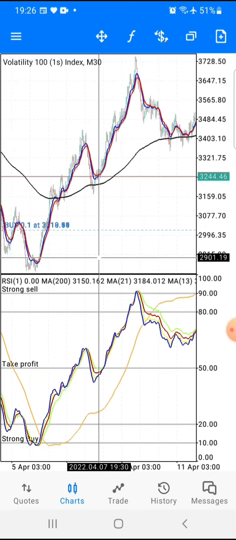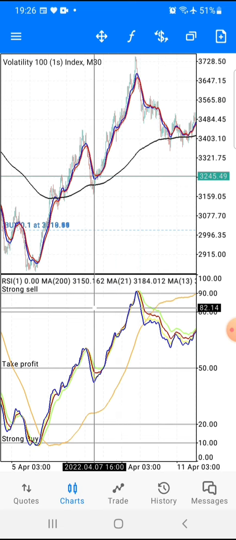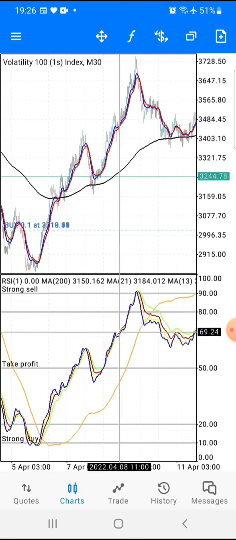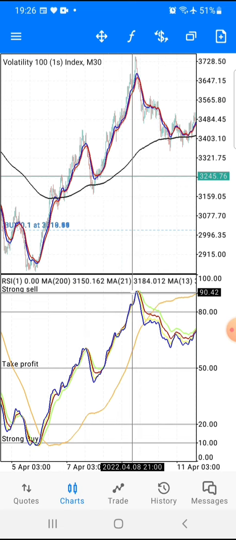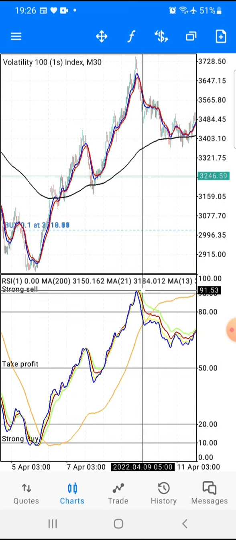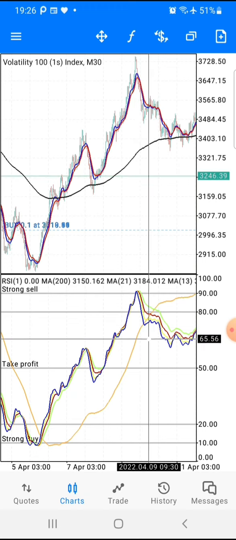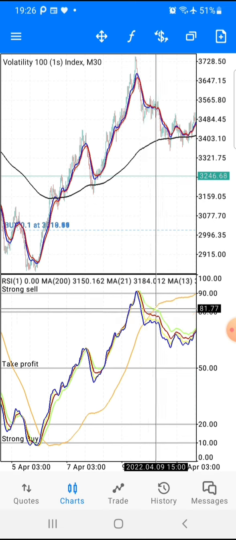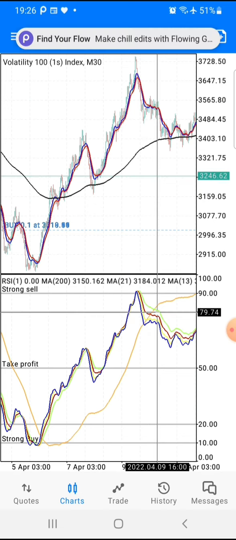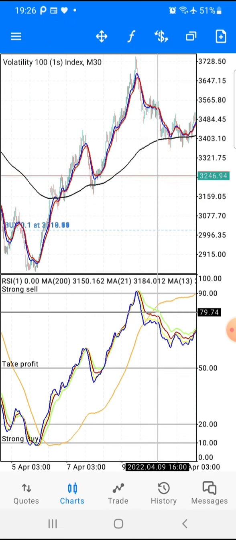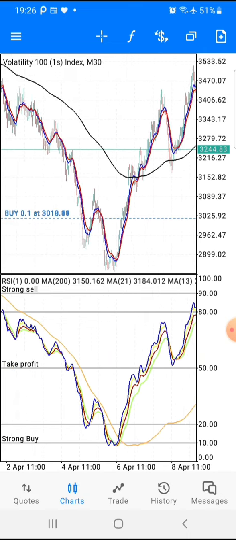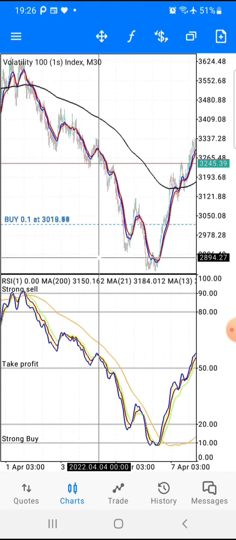Best strategy. Look here, guys. The same thing here again. It touched here, indicating it's going to be a sell, a strong sell. And it crossed here. So yes, guys, that's what we do. We kill the market, guys. We make money.